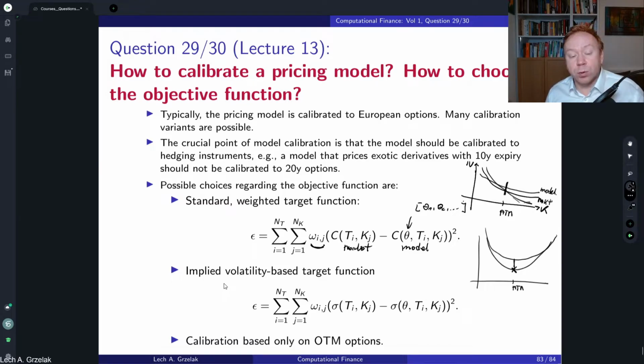There is a second approach, which says that we could also not look at the option prices, because here you had, I call it C, but this could be call or put option prices. We could also take a look at the implied volatilities.